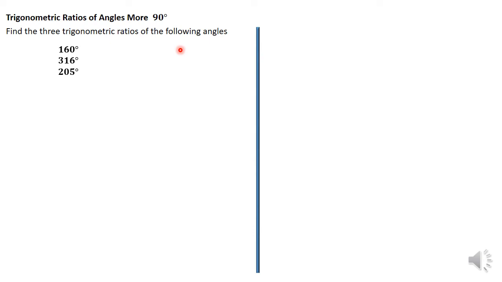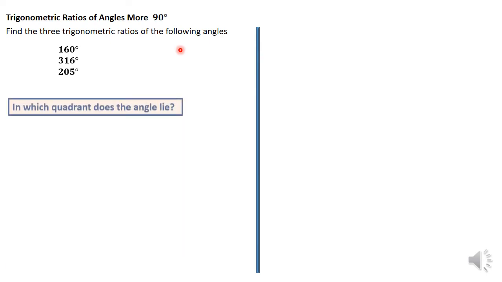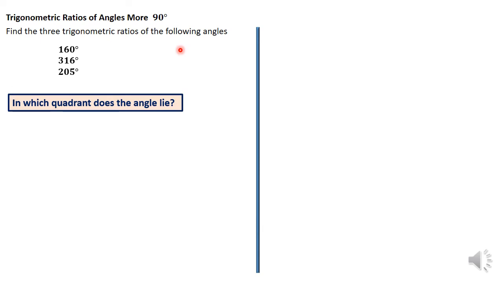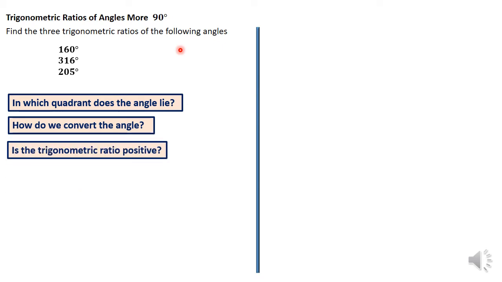And so these are the things that we should do. First of all, ask yourself, in which quadrant does the given angle lie? The 160, 316, 205, where does it lie? The next one, how do we convert the angle? In that particular quadrant, there's a way we are supposed to convert the angle. So how do we do it? And the last question we should ask ourselves is, is a trigonometric ratio positive or is it negative?